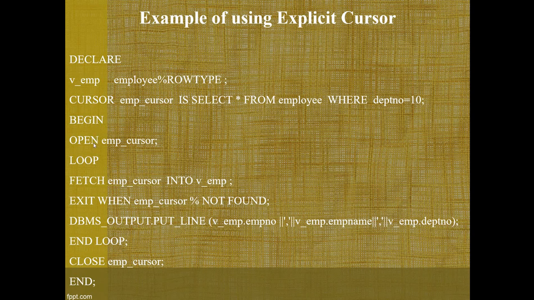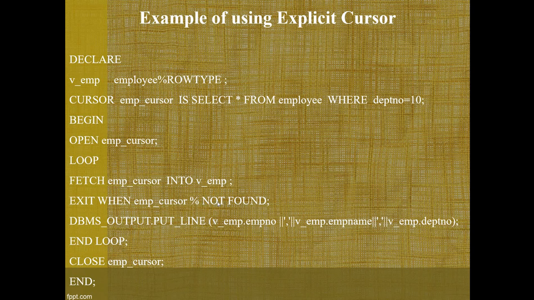So now begin. I am opening the cursor: open emp_cursor. And then to fetch the number of rows of data present in the cursor, I am using a simple loop here. So in this program I am using a simple loop. So I am giving loop. I am using the keyword fetch emp_cursor into v_emp. So I am fetching the information present in emp_cursor into v_emp one by one, and I am asking to exit when emp_cursor not found.